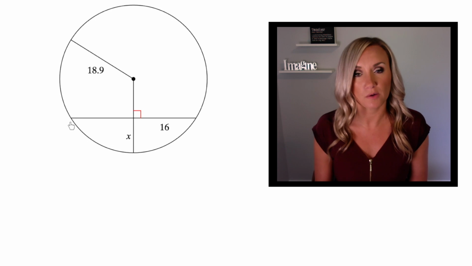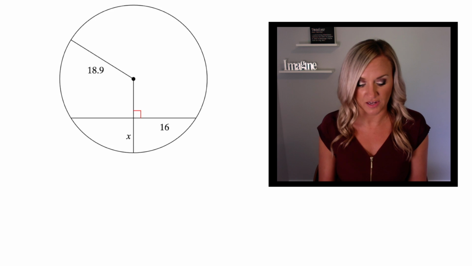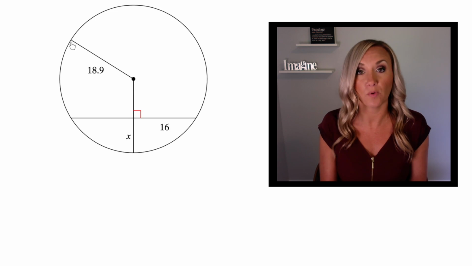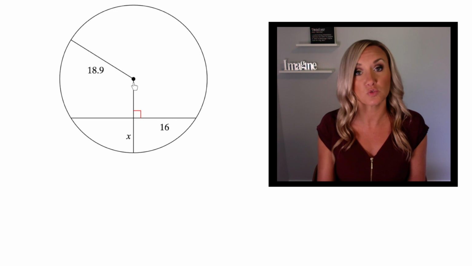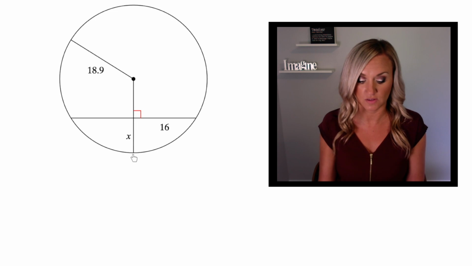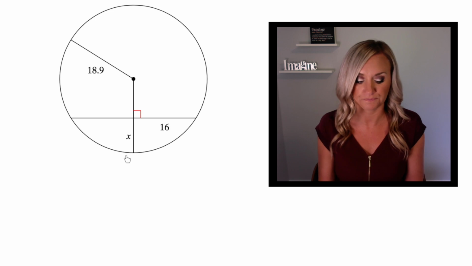Now let's also talk about the other parts of the circle that we can identify. The center of the circle and another endpoint on the circle make a radius, and we have more than one in our circle currently. This is also a radius because one endpoint is the center of the circle and the other endpoint is on the circle.